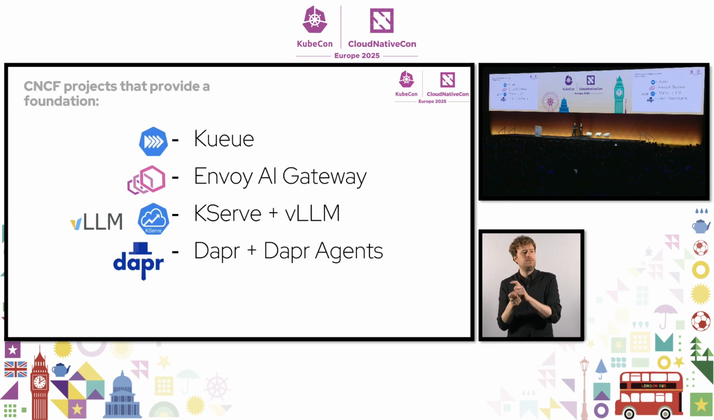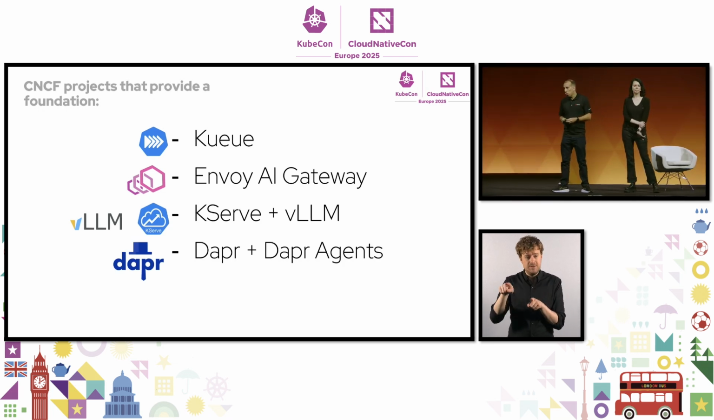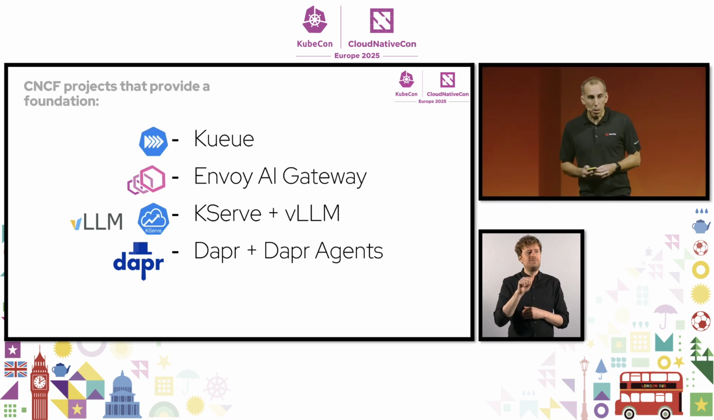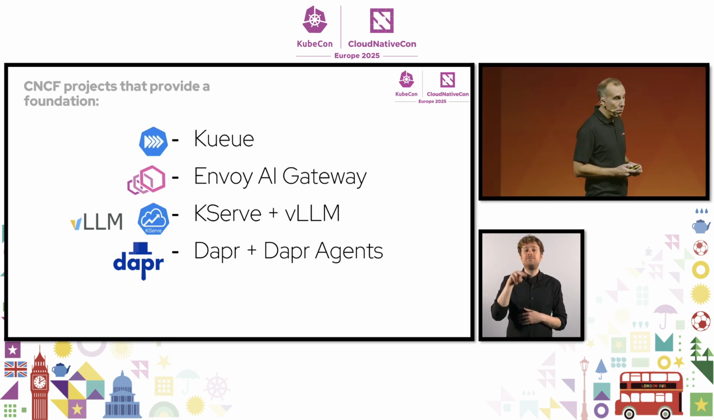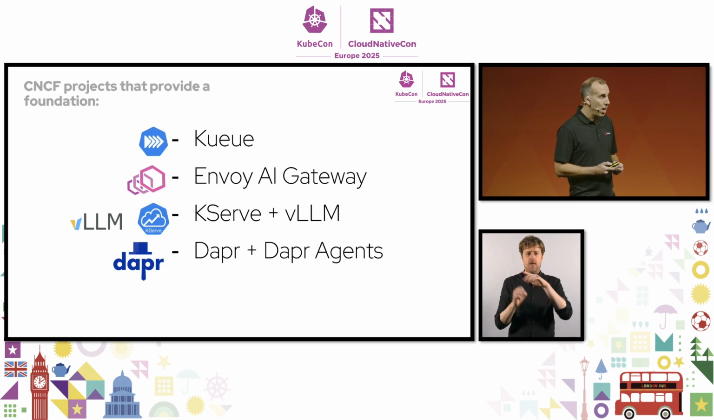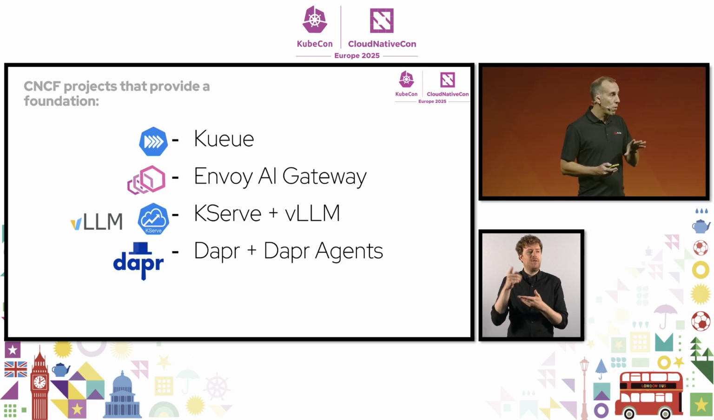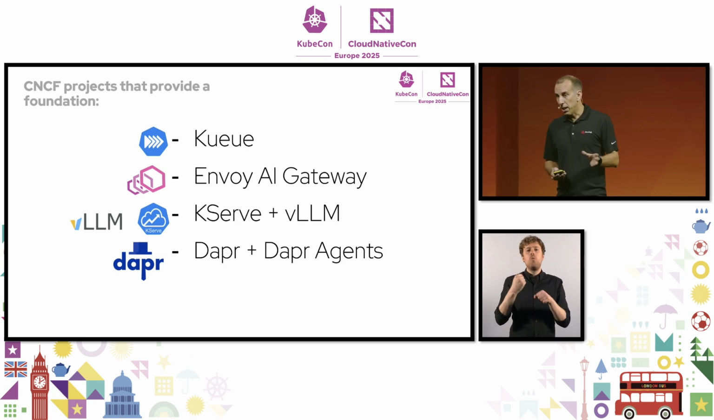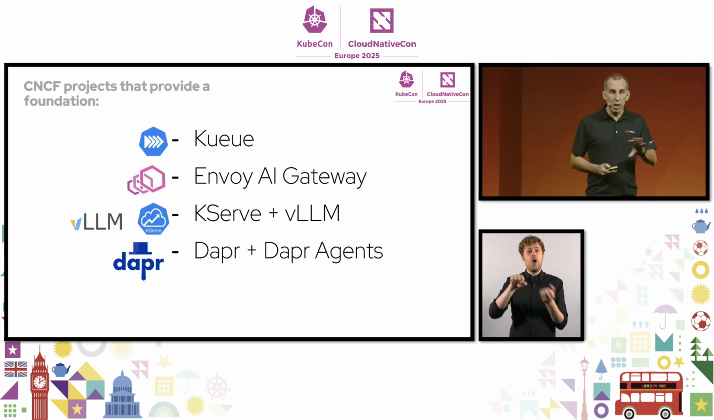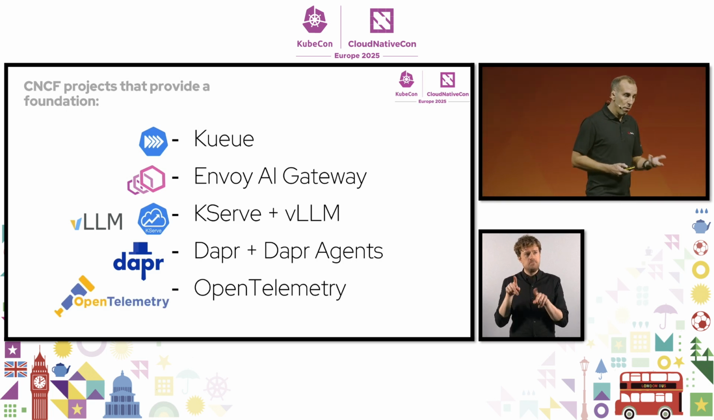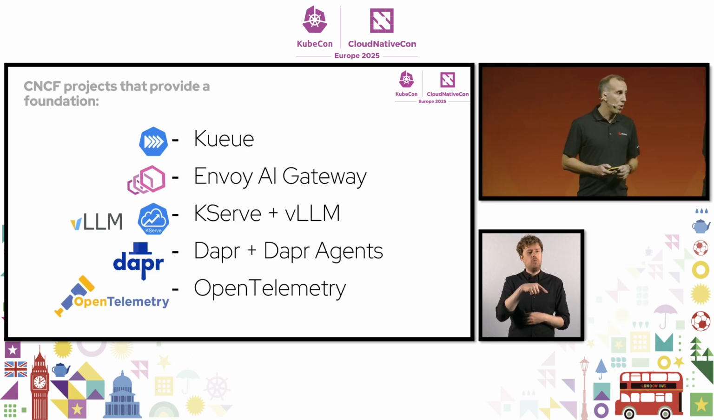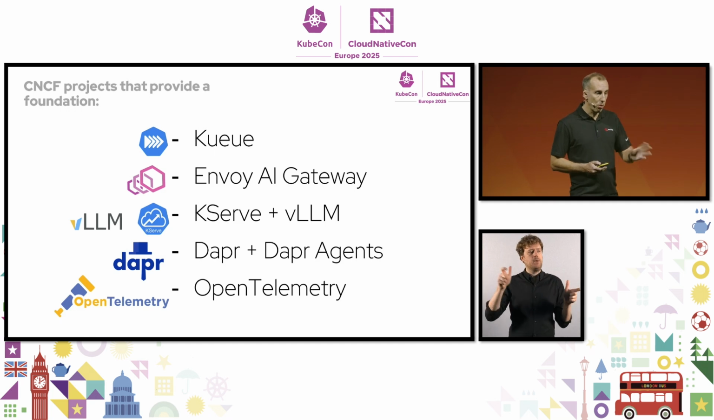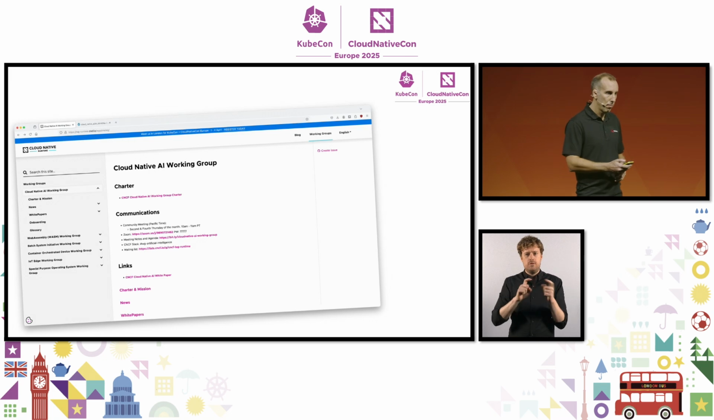Thankfully, CNCF projects already provide us with a strong foundation to do this. Kueue is an extremely interesting workload management capability on Kubernetes. We have Envoy AI Gateway, KServe and vLLM that provide us with scalable inference management for Gen AI models. And we've got Dapr agents that help us build highly distributed, intelligent architectures and systems. Finally, OpenTelemetry is a very, very big dependency for us when we are starting to look at how to correlate observability across dynamic AI agents.